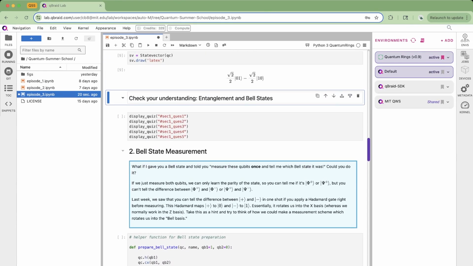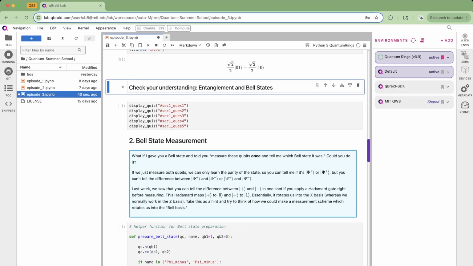So what if I gave you a Bell state and I told you measure these two qubits exactly once and tell me which Bell state it is. Could you do it? Think about this for a second. Well, if we just measure both qubits, we can learn the parity of the state. So if you measure both qubits and they're both the same, you have even parity. And if you measure both qubits and they're different, then you have odd parity. So you know if it's phi plus or minus or psi plus or minus. But you can't tell the difference between phi plus and phi minus or psi plus and psi minus.